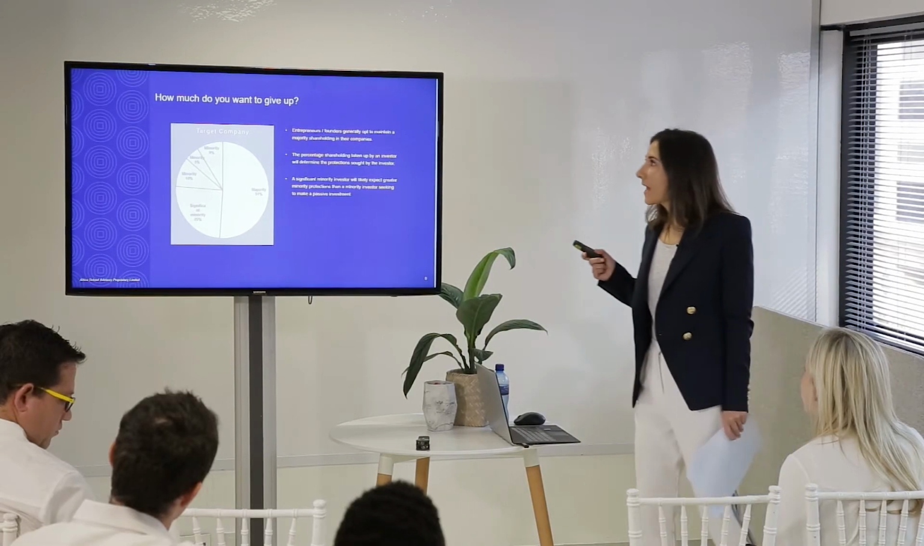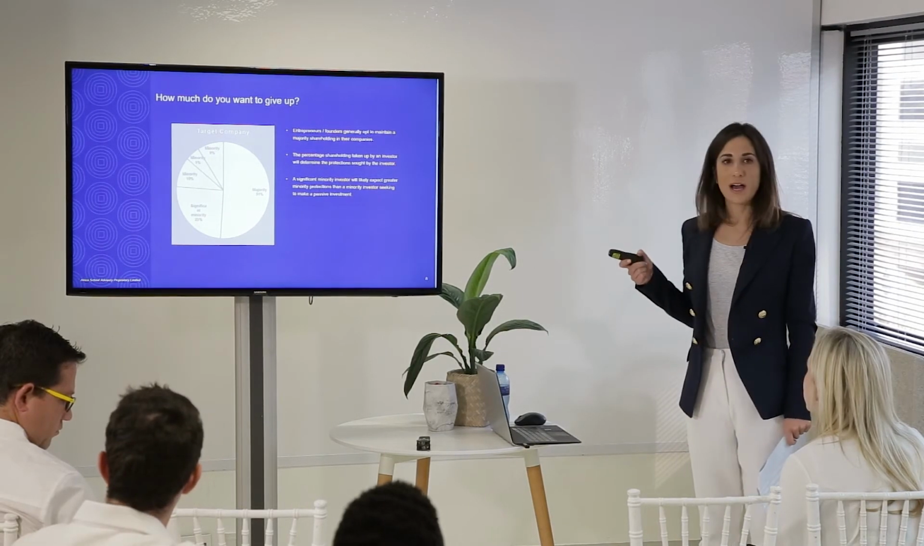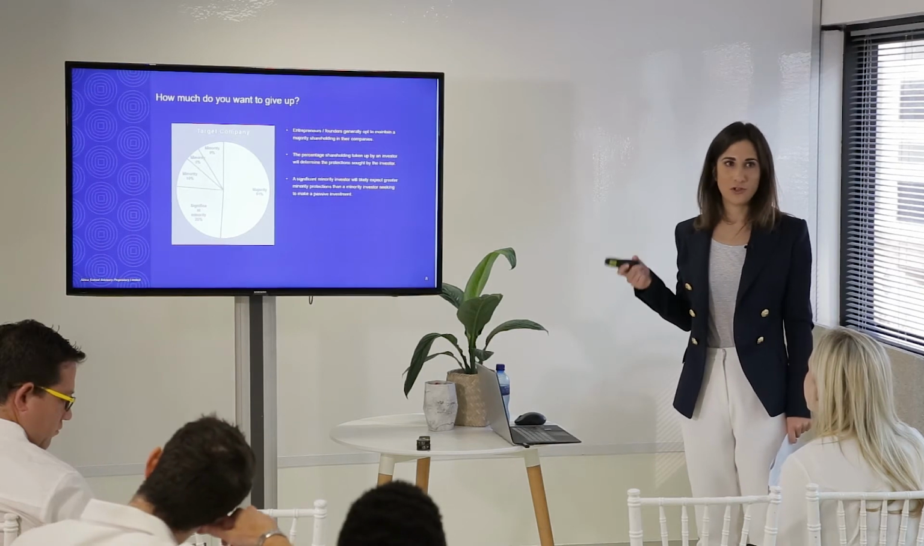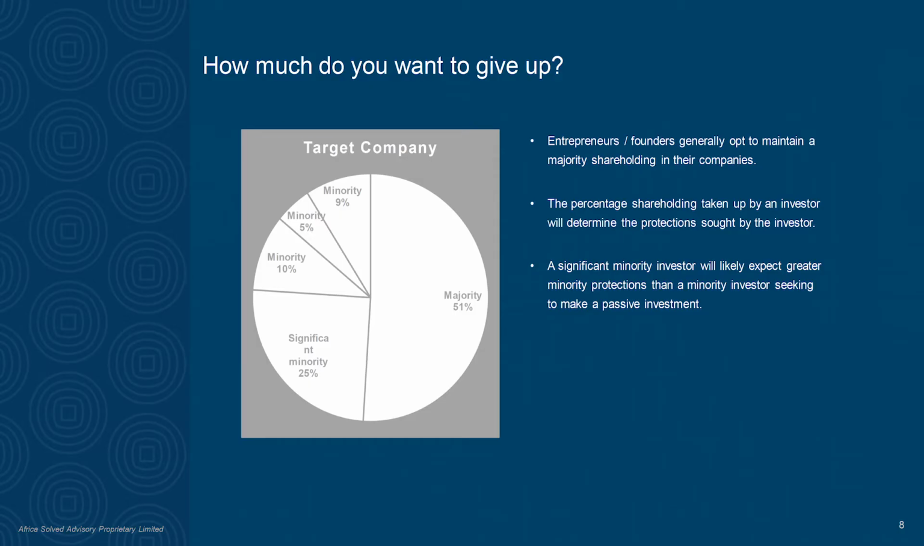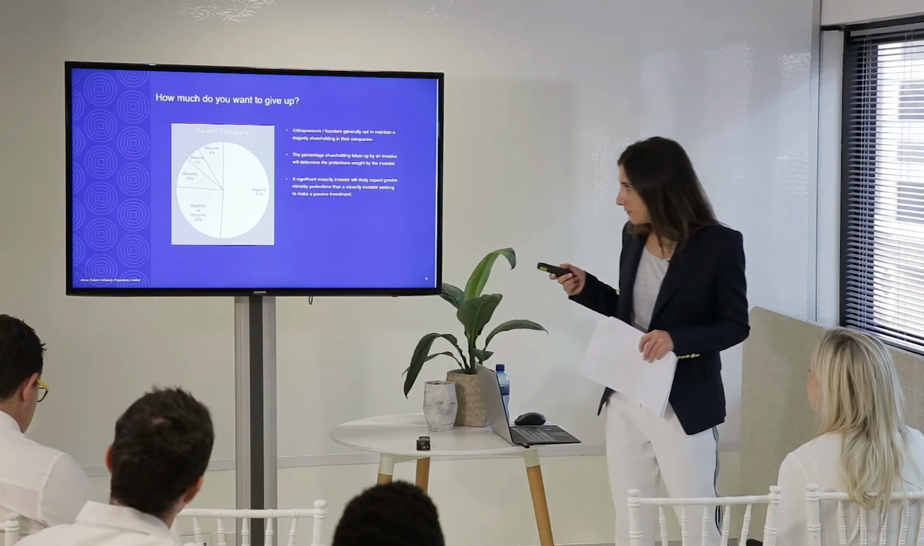Then, how much you want to give up. There are percentages that mean certain things in the context of shareholding. A majority shareholder is a 51% shareholder, and that just means that a 51% shareholder controls the company, because any ordinary resolution requires a 51% vote. Then we talk about significant minorities.